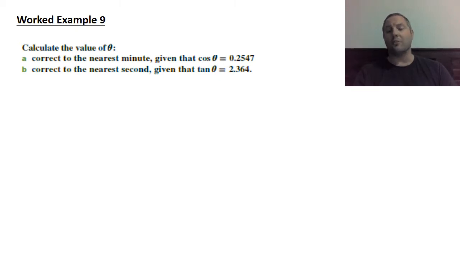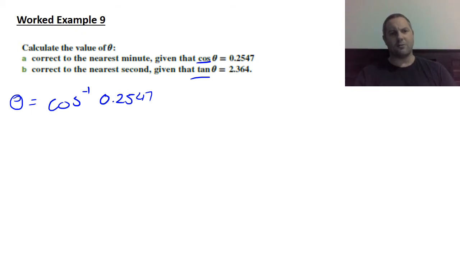Okay, work example 9 works exactly like work example 8. Instead of doing sine or inverse sine, we're doing inverse of cos and inverse of tan. So in your calculators, you're simply going to be doing inverse of cos. Okay, put your number in, 0.2547, and that's going to give you your angle. Okay, so remember to press your control, cos, and that's basically going to give you 75 degrees, 14 minutes, and 39 seconds.